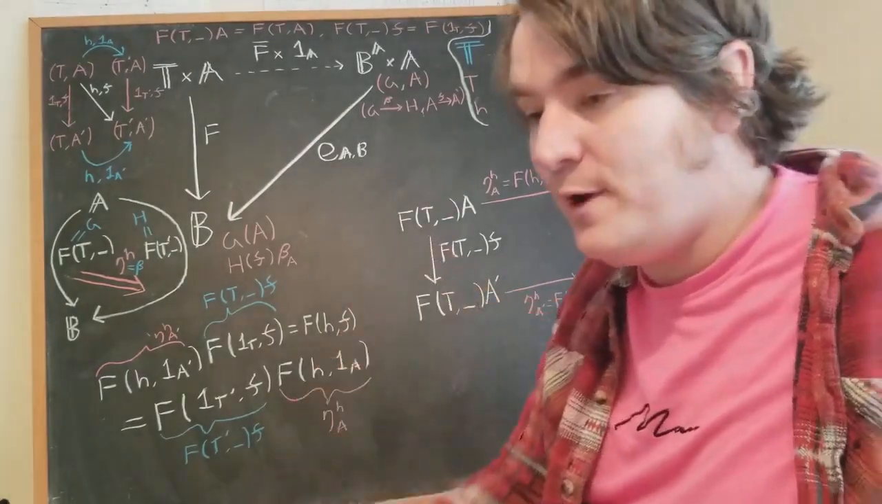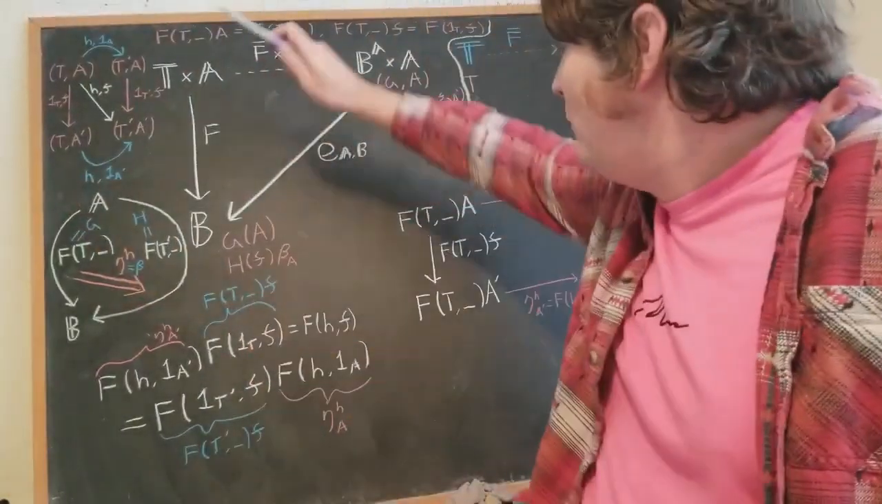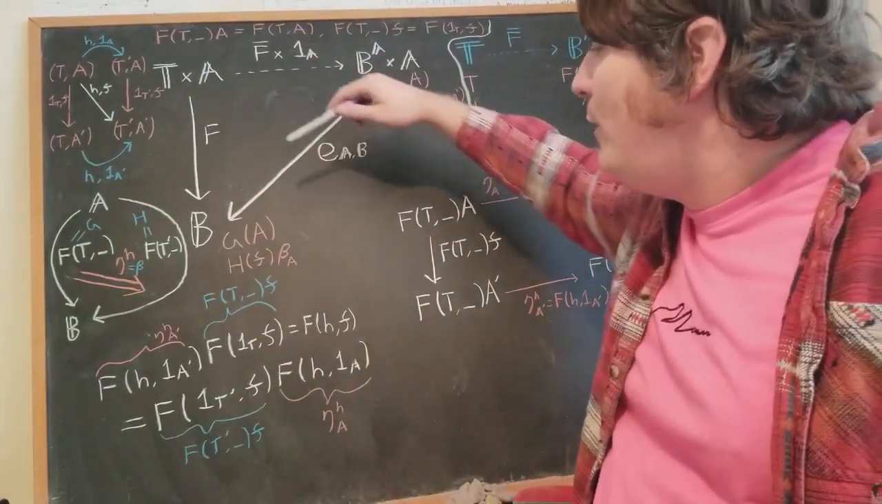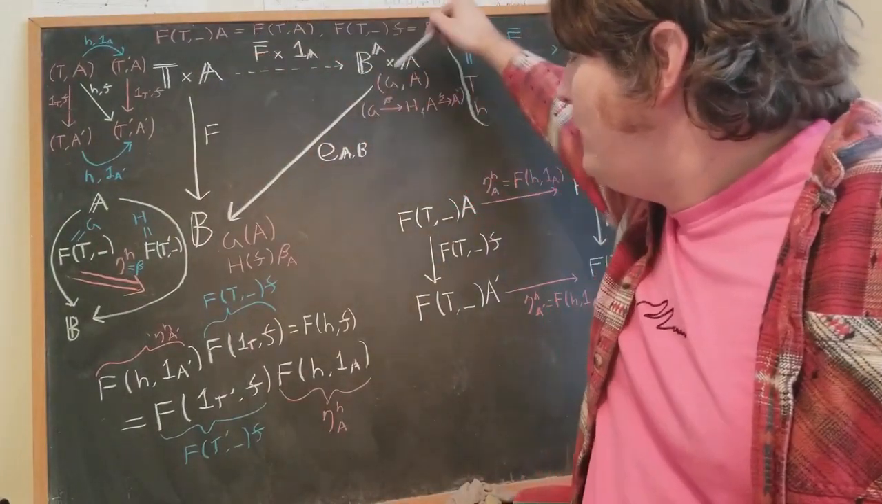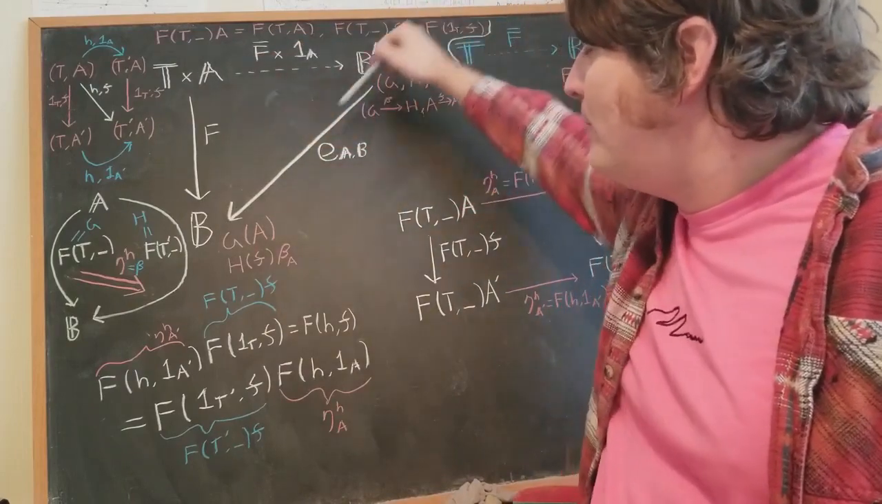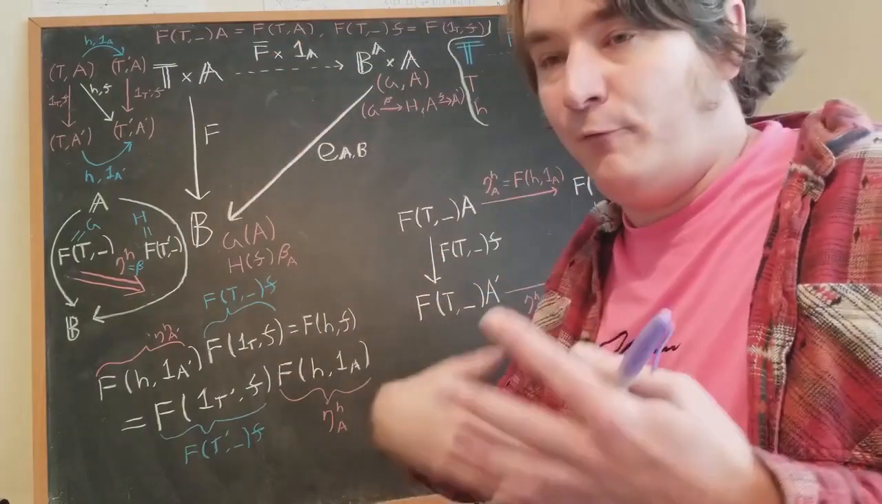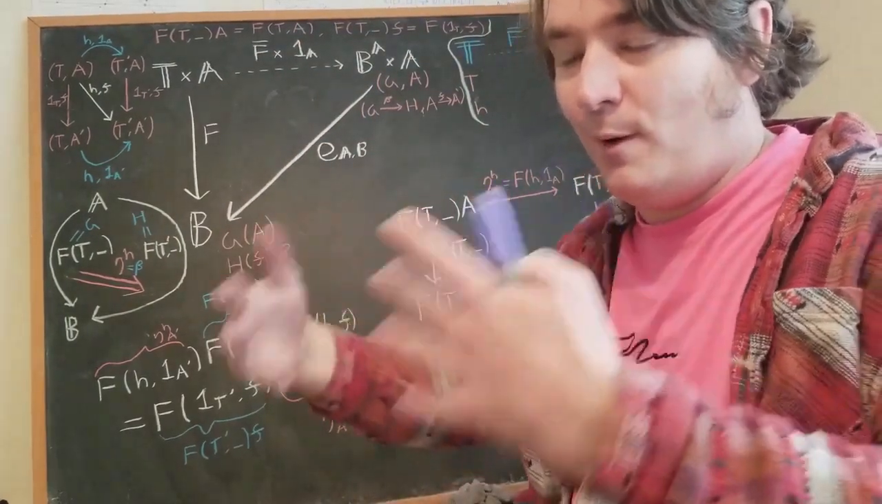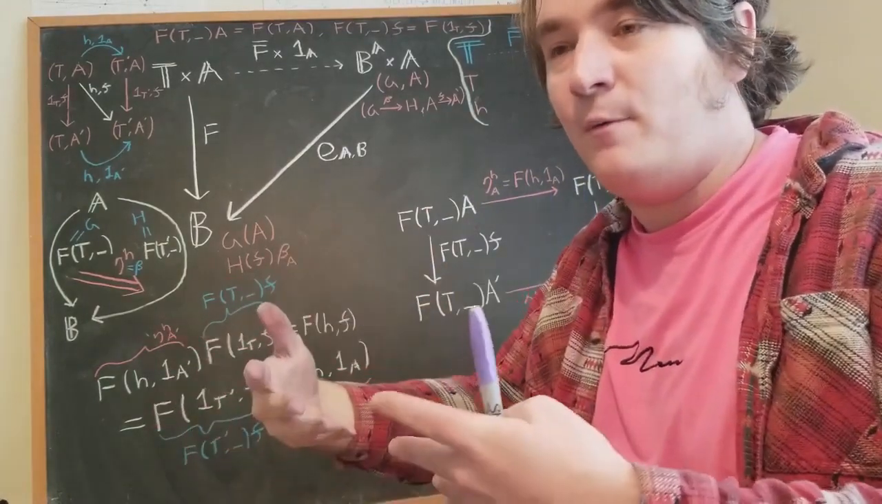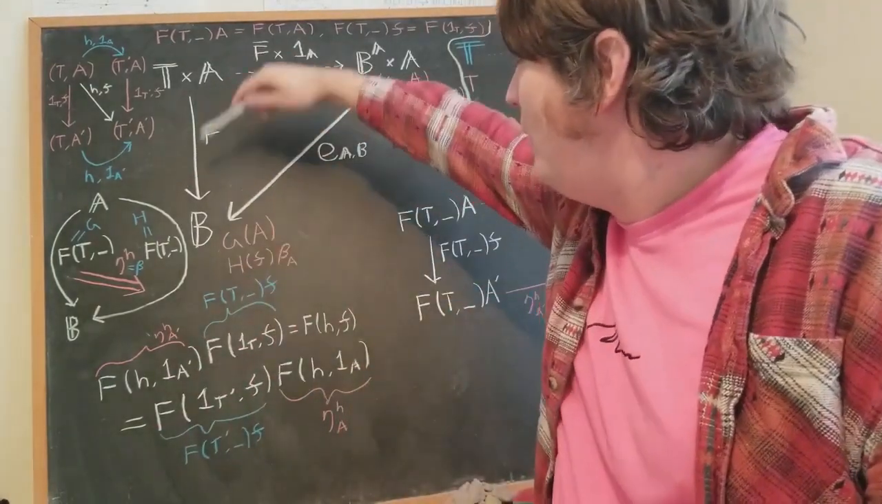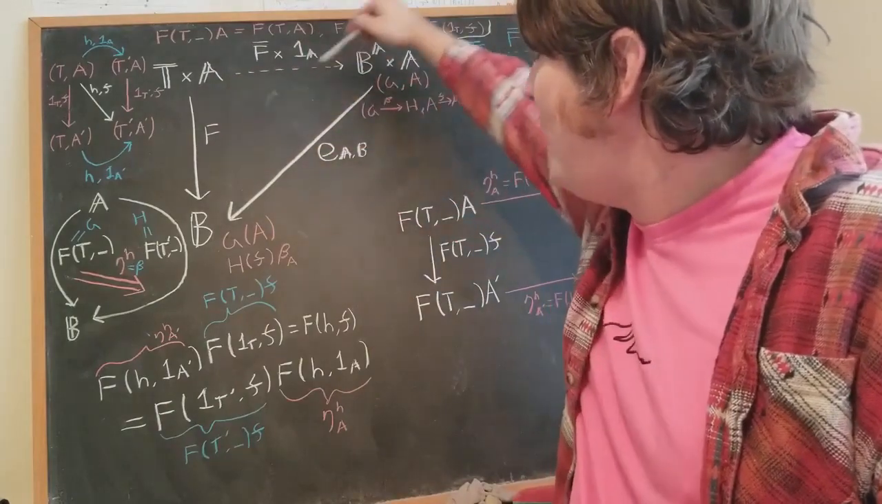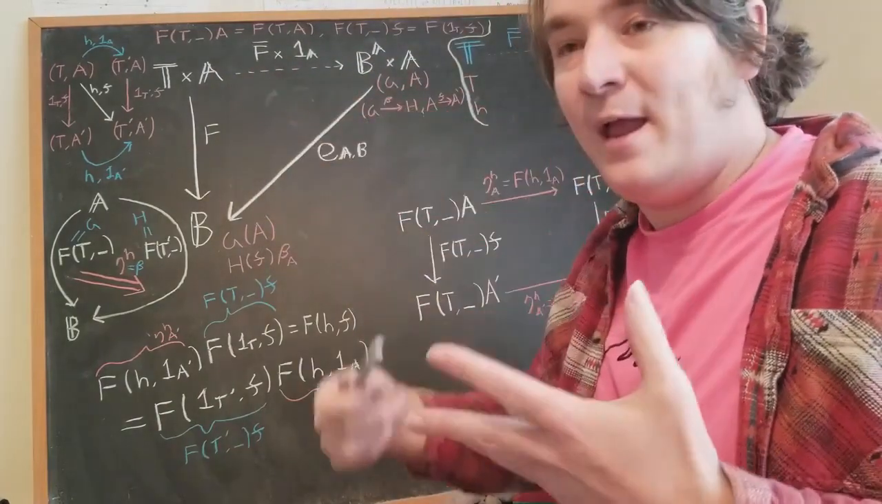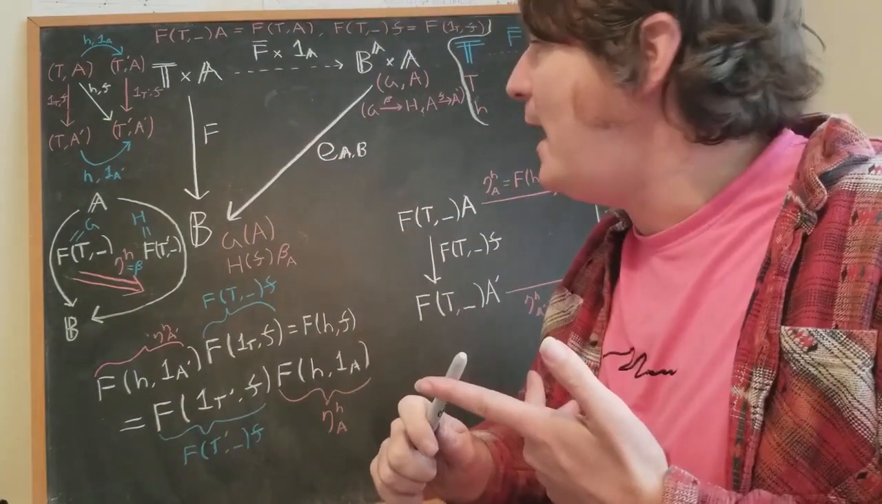So I've told you what F bar is and what E is, and we want to show now that this diagram commutes. These are all functors which do stuff to objects and do stuff to arrows. So we have to show that we get the same objects going either way around this triangle, and we get the same arrow. Let's start with objects.